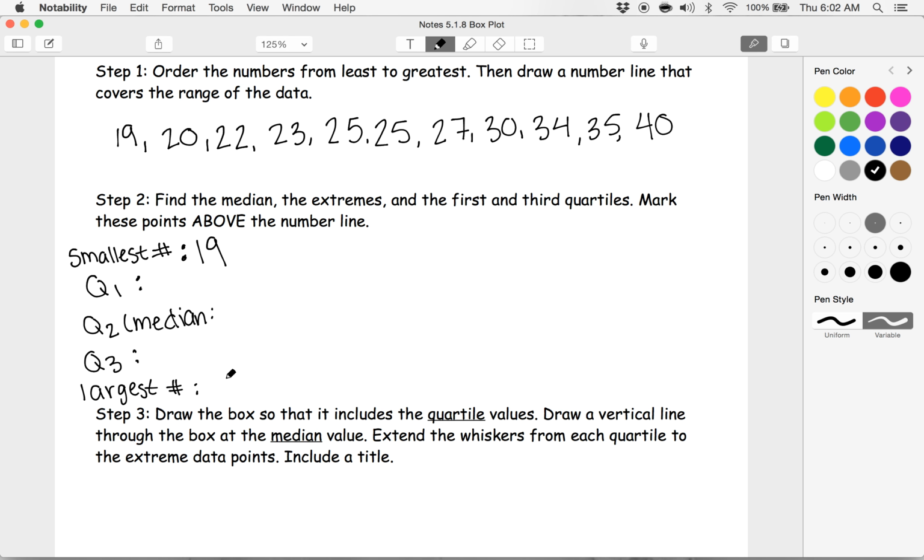Now, these three, quartile 1, quartile 2, quartile 3, this is just how we find IQR. So let's take a look at my data. I need to find the middle number. So I'm going to cross out until I can find my middle number. Okay, so right here is quartile 2. He's going to split my middle. So median is 25.